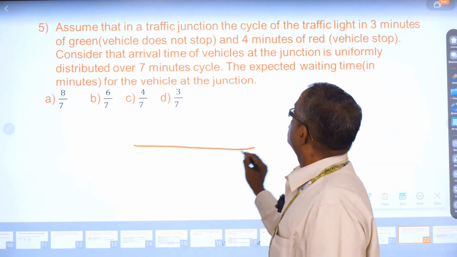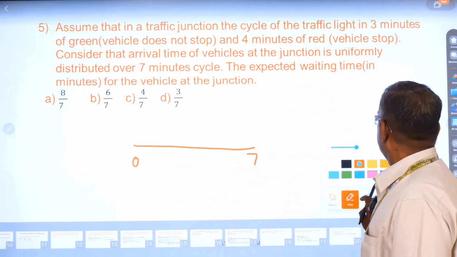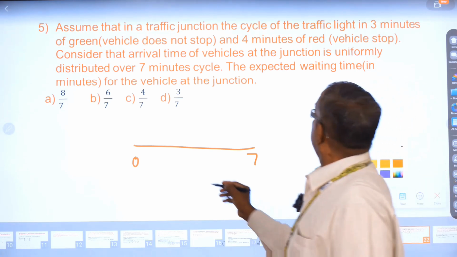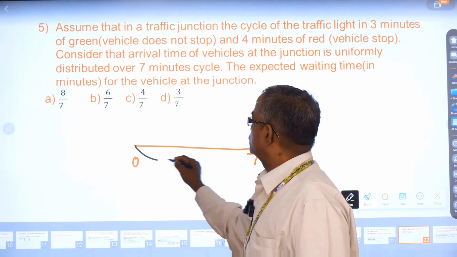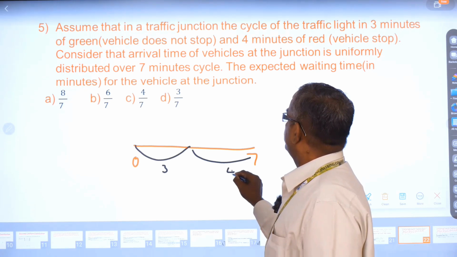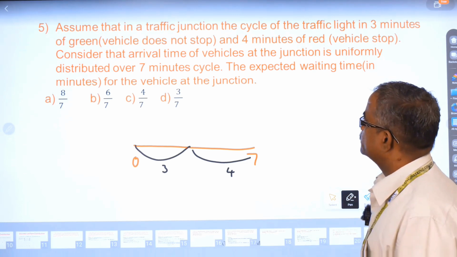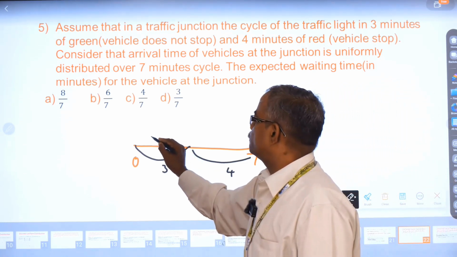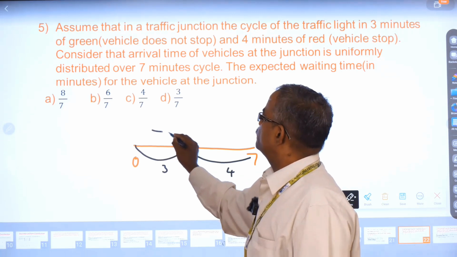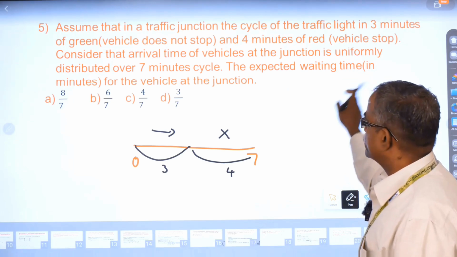Look at this, set 0 to 7 minutes. In this 7 minutes, the first 3 minutes and then the remaining 4 minutes, we divide into 2 parts. The first 3 minutes green lights are there. That's why the vehicle has no need to stop, the vehicle can go. In this portion the vehicle can go. In this place the vehicle must stop because a red signal is there.